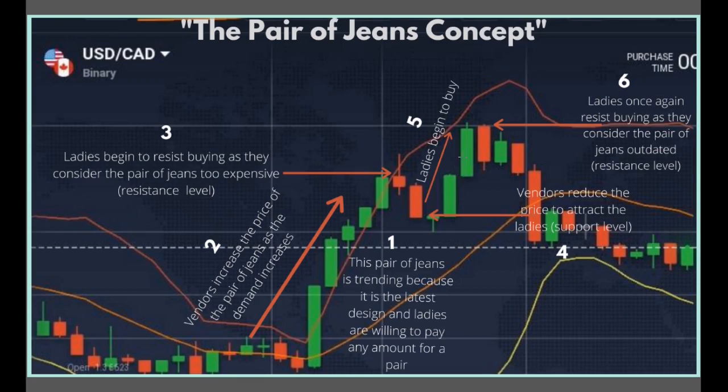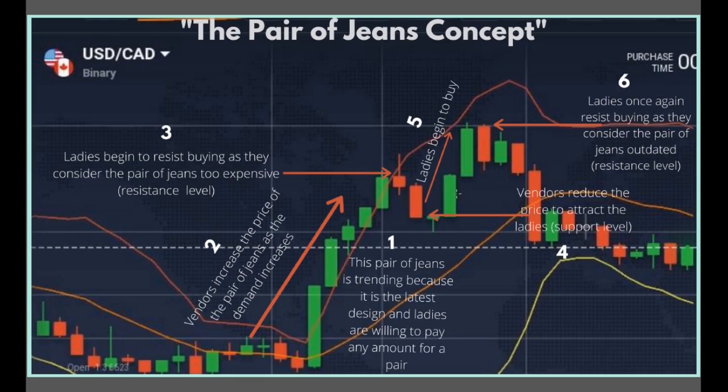You can see there's a push up. The price went up straight as the vendors increased the price once again. They increased the price when they sensed a great demand in the market. As a result of the great demand, the vendors increased the price once again, because they could sense that the ladies were willing to pay more.